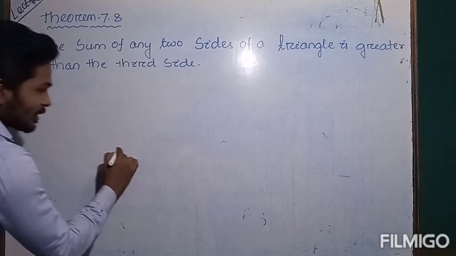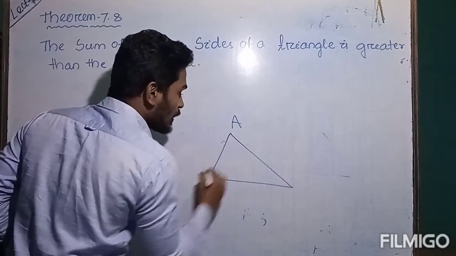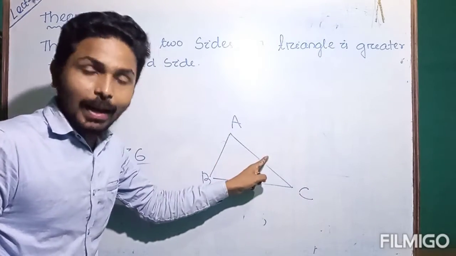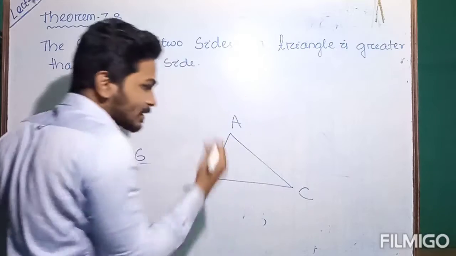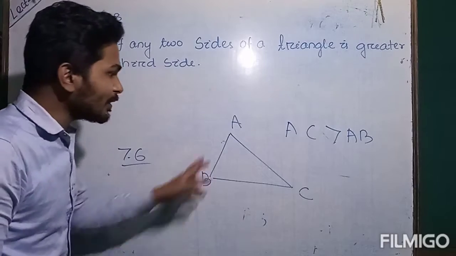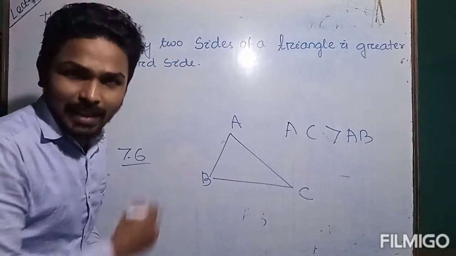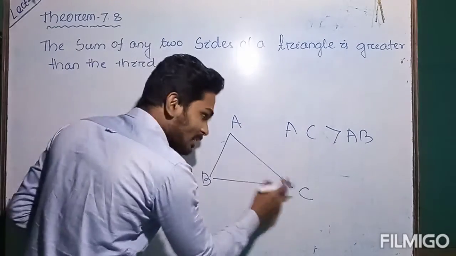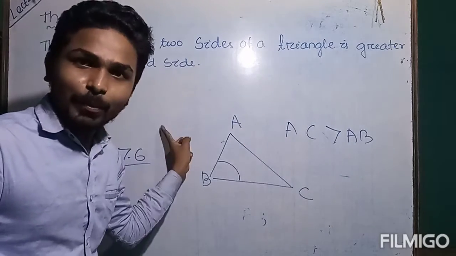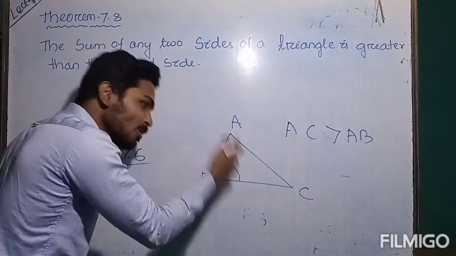In theorem 7.6 we discussed that if in a triangle any two sides are unequal, say we take sides AB and AC, and we find the larger side, suppose AC is the larger side, then according to the statement, the angle opposite to the larger side is larger. Here AC is the larger side and its opposite angle is angle B. So according to statement 7.6, if AC is larger, then its opposite angle is also larger.